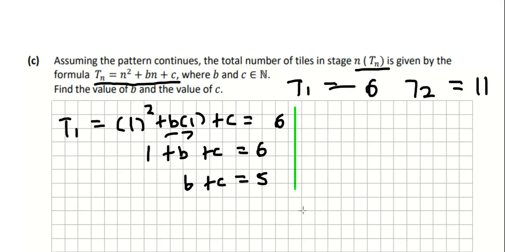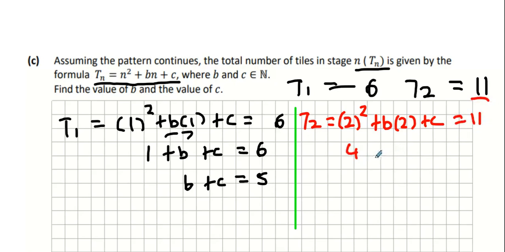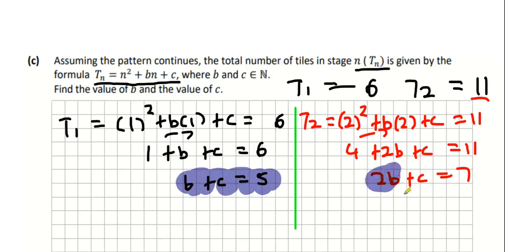Now we're going to do the exact same procedure, except we're going to use T2 this time. So anywhere I see an n, I replace it with a 2, and that's calculating what T2 is. Once again, we know that T2 has to equal 11. So it's going to be 4 plus 2B plus C equals 11. Bring the 4 to the other side. 2B plus C equals 11 take away 4, which is 7. And that's what we have here. We have two simultaneous equations, this one here and this one here.